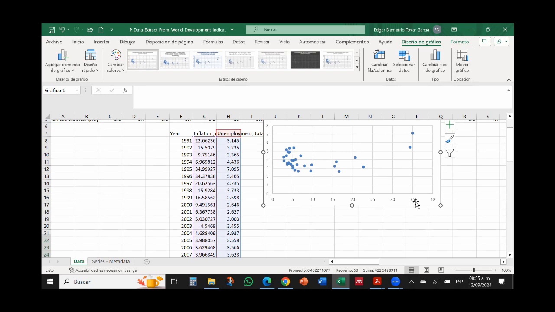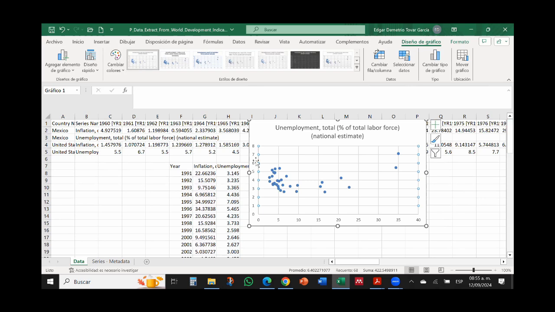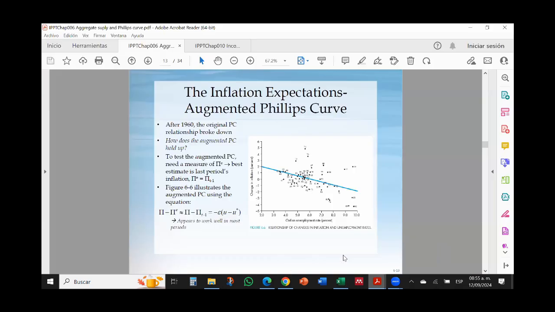And this is not unemployment. Here is inflation. And here in the vertical axis, these small numbers, this is not inflation. You know that inflation in Mexico, at least since the 90s, is a very big number. Therefore, it doesn't make any sense. It's not the traditional Phillips Curve we are looking for. Because the traditional Phillips Curve should look like this: unemployment here, inflation here.